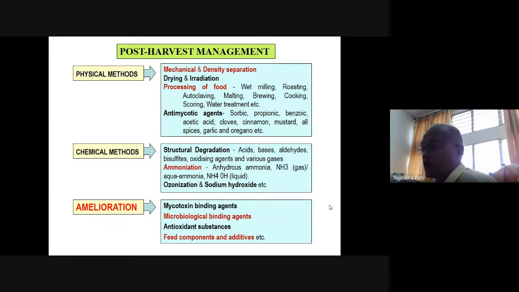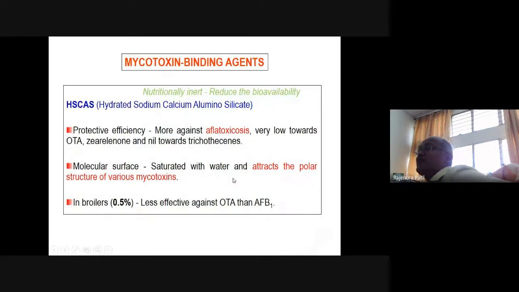Those are the other ways by which we can do the amelioration. We'll see those amelioration strategies one by one, those that are available and that people are using. First, the use of mycotoxin binding agents. These binding agents are nutritionally inert, and they reduce the bioavailability, because this amelioration is basically an in vivo strategy.